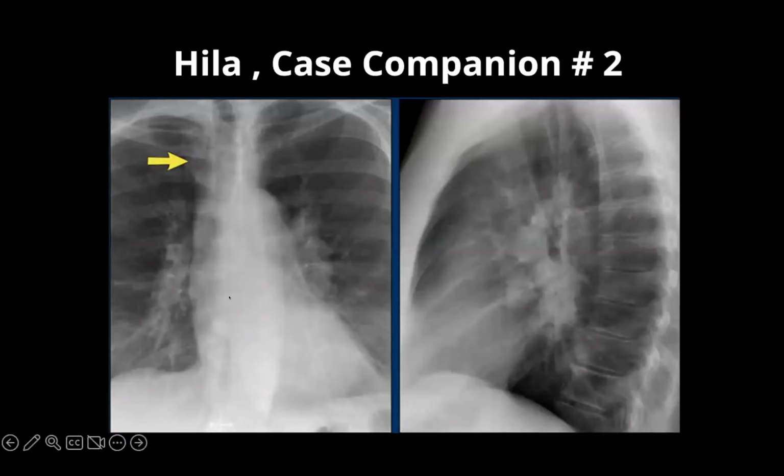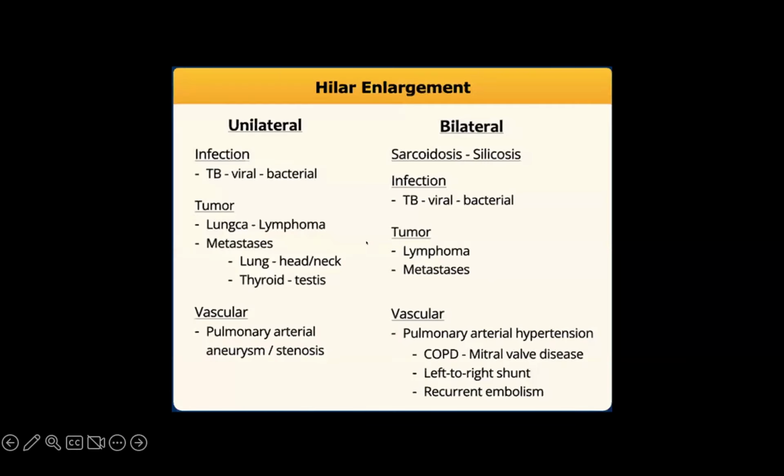That's another case. And I find that this case is really better than the previous in demonstrating the lumpy, bumpy appearance of the hilar enlargement. And of course, when you have that right paratracheal stripe, always think of the lymph node tract rather than vascular enlargement. And look at those lumpy, bumpy appearances around the hilar. Amazing appearance on the lateral view.